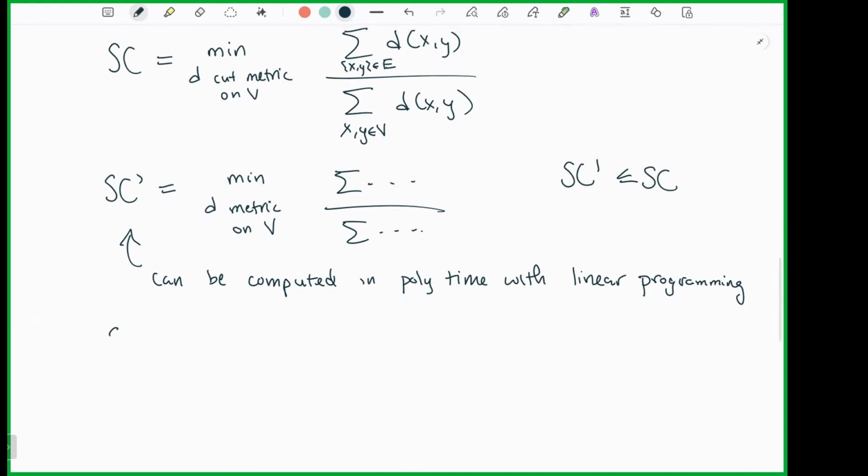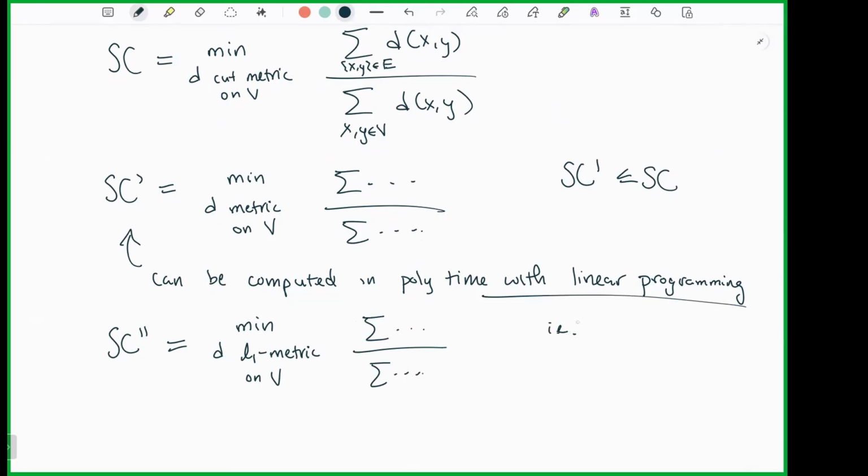So we need another version of this, where instead of minimizing over all metrics, let's minimize over what are called L1 metrics on V, the exact same quantity. Here L1 metric just means that there's a map such that d(x,y) is equal to the L1 norm of phi(x) minus phi(y), for some phi which takes our vertex set V and maps it into L1.